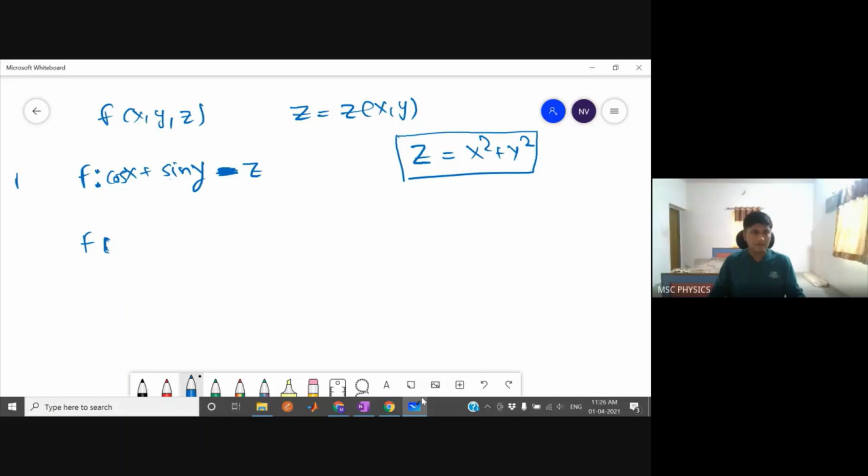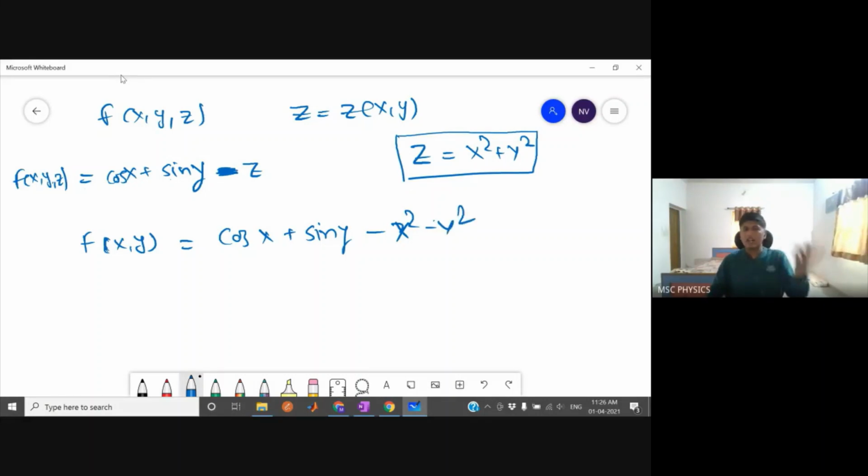So f is a function. What is f? f is a function of x, y, and z, which is equal to this. Now you can regard f as only a function of x and y if you just put the value of z here. I hope it is clear that this means sin y minus x square minus y square. So f is now only a function of two variables.